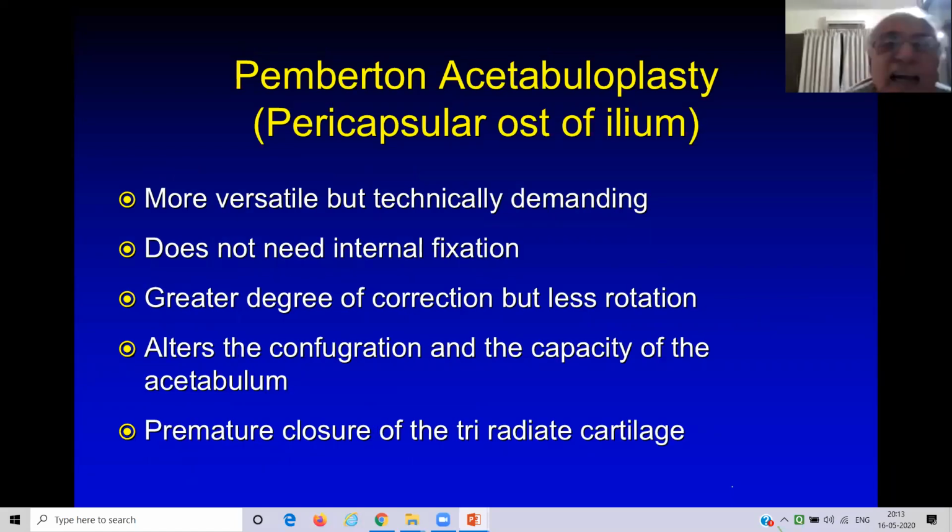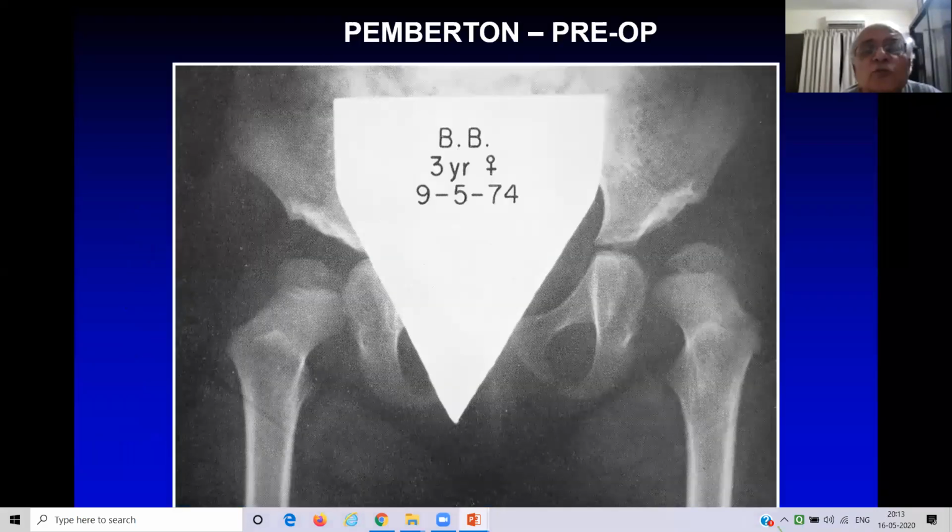It is more versatile but technically demanding, because if you break the triradiate cartilage, you will develop what is called chondrolysis. And normally it does not need any wires or anything, because it's a very low osteotomy. Greater degree of correction, but less rotation. It alters the configuration I told you, capacity changes, acetabulum becomes smaller, because a large volume acetabulum goes into a small acetabulum now, for a small head. So premature closure of the triradiate cartilage is likely to happen in these patients. So this is one example.